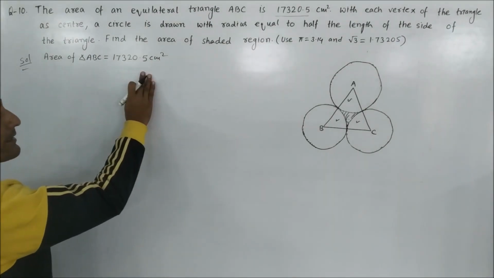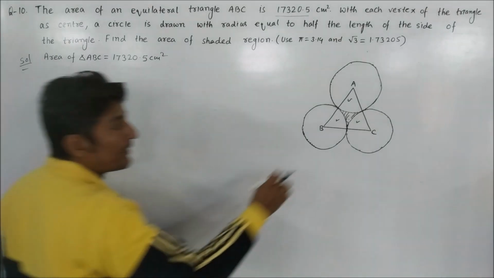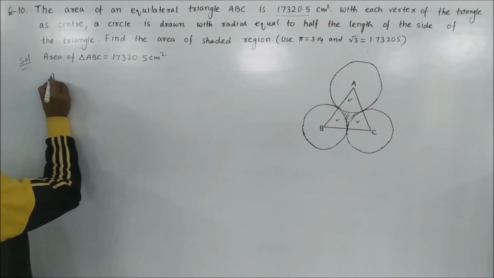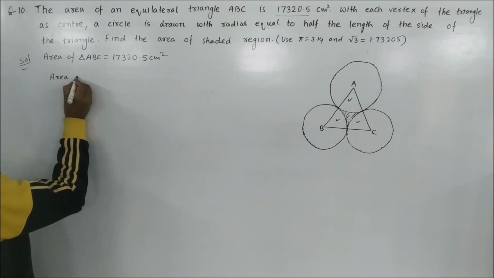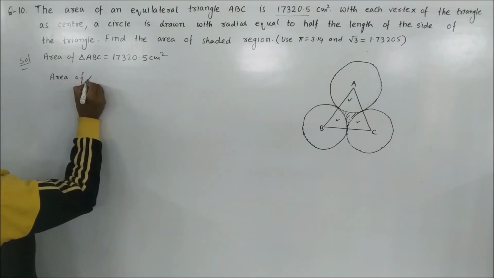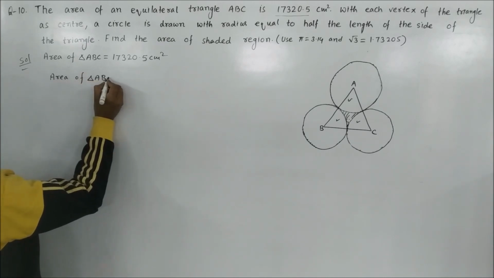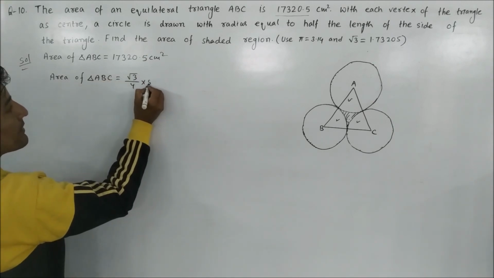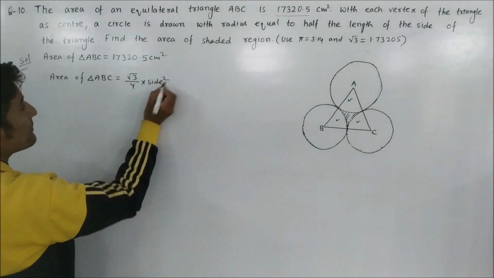Area of triangle ABC is given. Now we have to find out the measurement of the side. As we know, area of equilateral triangle ABC will be equal to root under 3 upon 4 into side square.